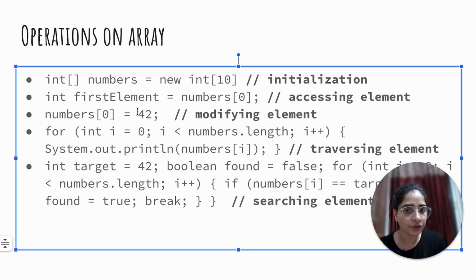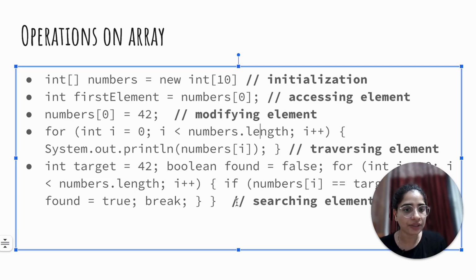So now what you did, you assigned 42 the number of 0, right? Then if you want to traverse all elements, you have to have a for loop which is starting from 0 to number.length, i++, and one by one it is just printing every element, right? It is doing the traversing.